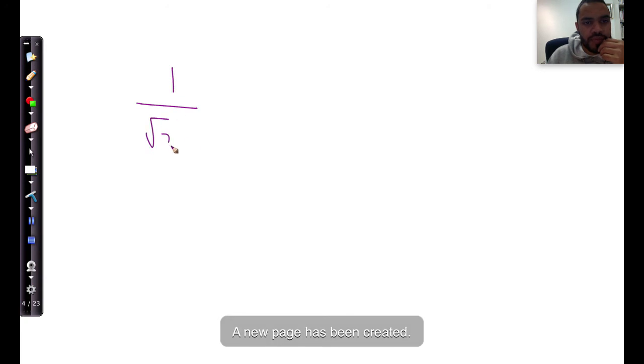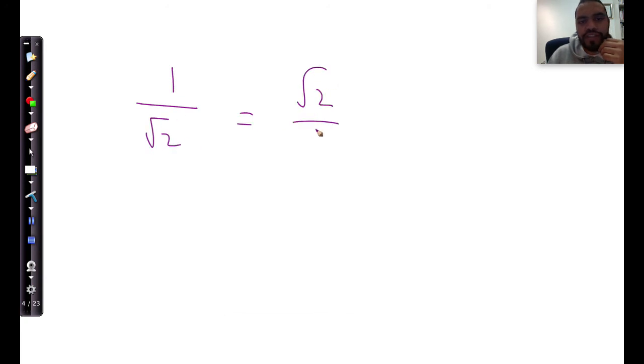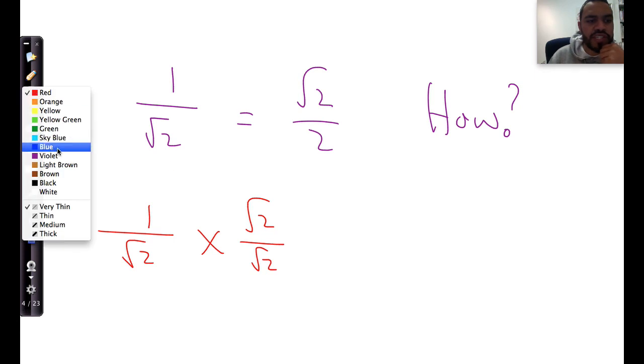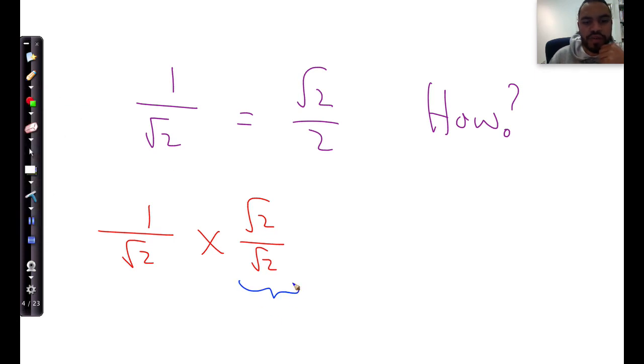So 1 over root 2 is really equal to root 2 over 2. The question is how? And let's show you. Well, start off with 1 over root 2 and then multiply it by root 2 over root 2. Now, I hope that you agree with me at this point to say that root 2 over root 2 is equal to 1, right? Because it's the same thing.